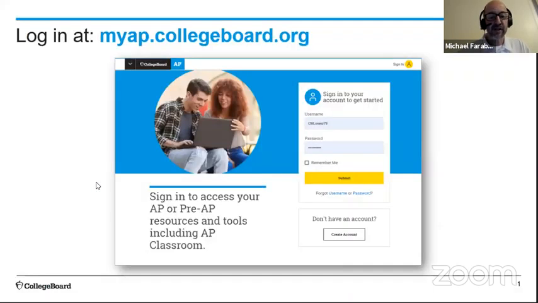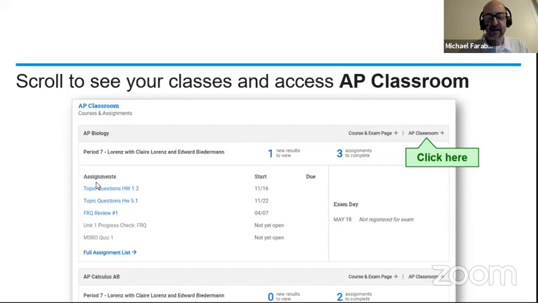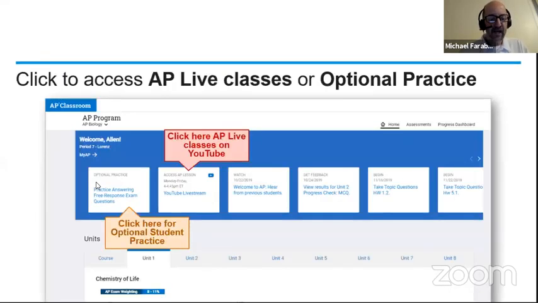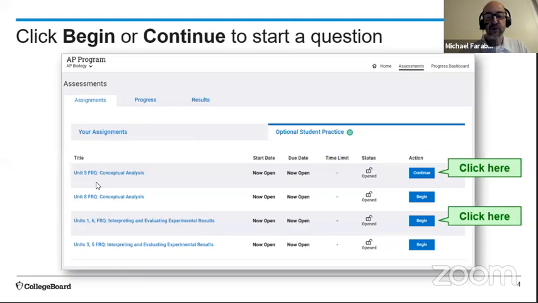I had mentioned earlier in another lesson that you can log in to myap.collegeboard.org and practice some questions. You can click on AP Classroom and focus on practicing answering free response questions, and you can also look at the official scoring guidelines.